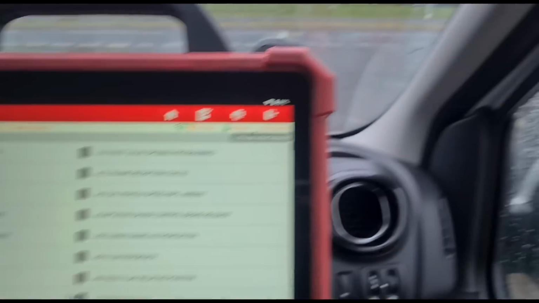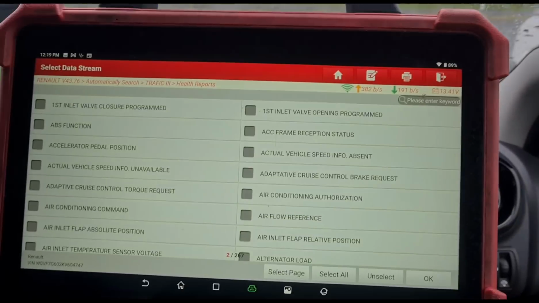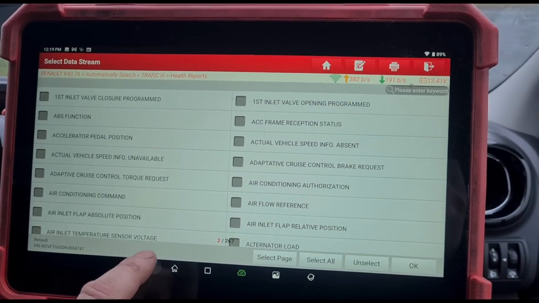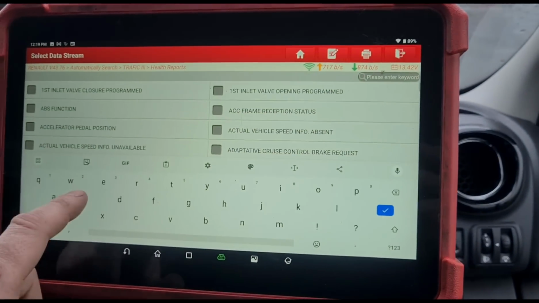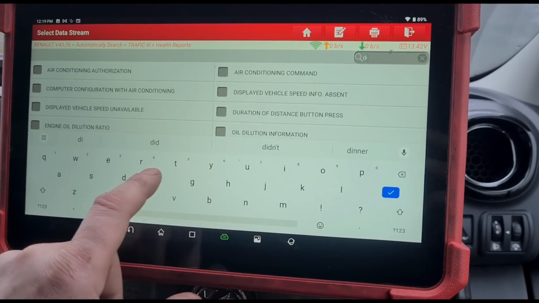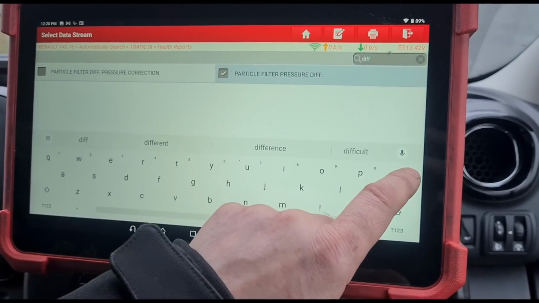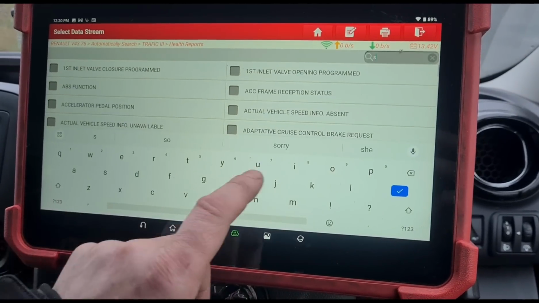I'm pretty sure I've got some sensors in the van. We'll have a look at them in a minute. We've already spoken about the DPF, the pressure within the DPF, differential particle filter pressure, and soot.